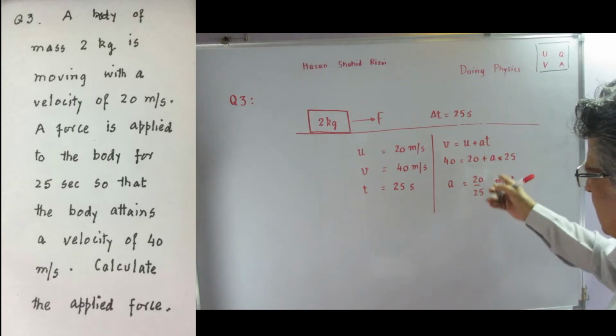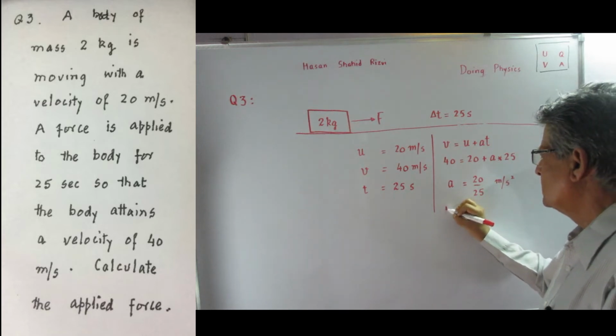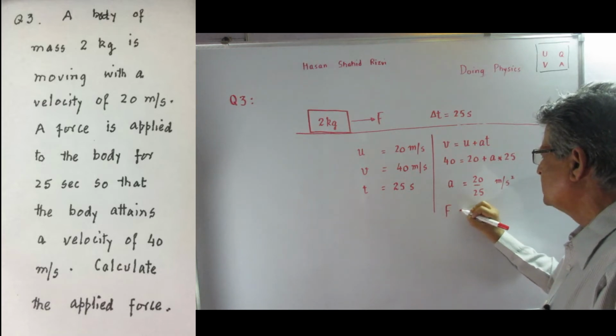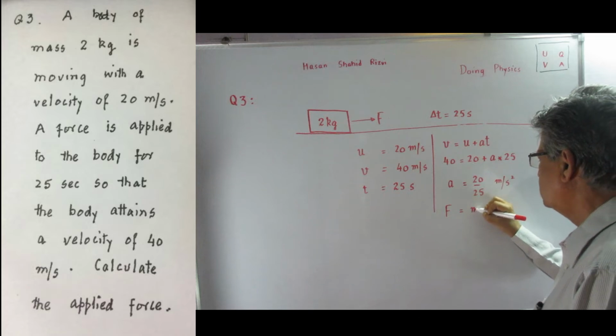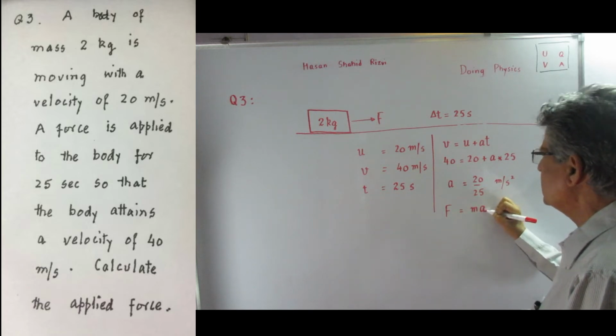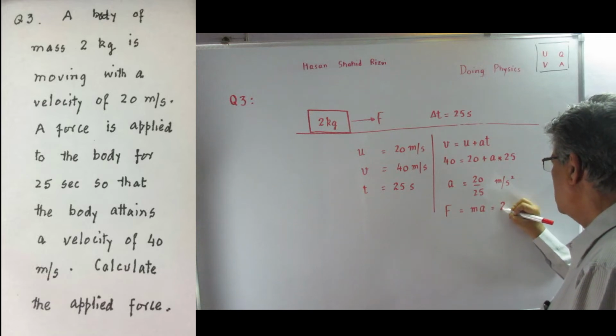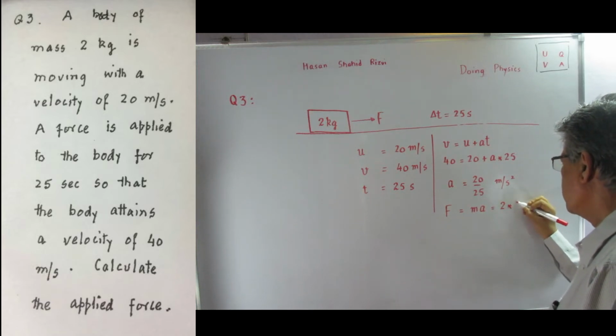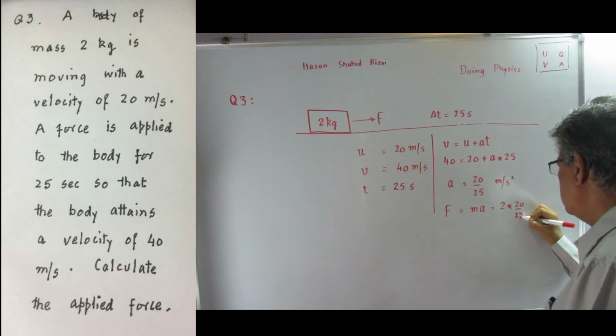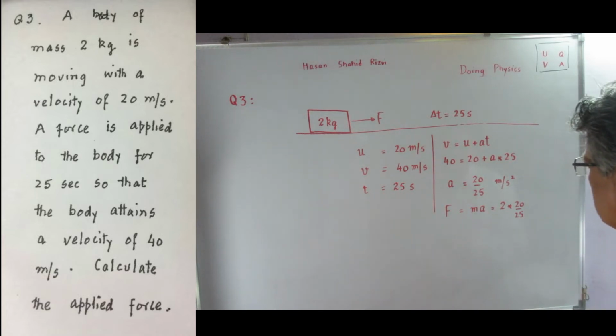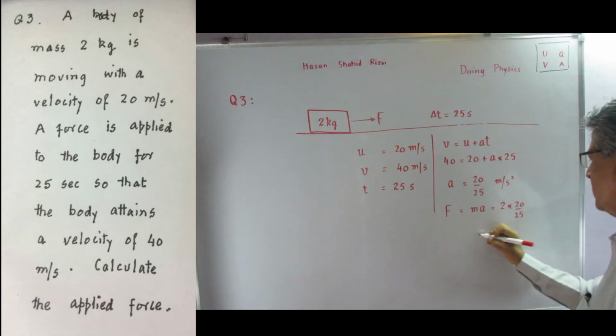I have not solved it. The force is F is equal to ma, the other formula that we have to use, and m is known to us. So this will be equal to 2 into 20 upon 25. So the calculation finally will be 40 upon 25.